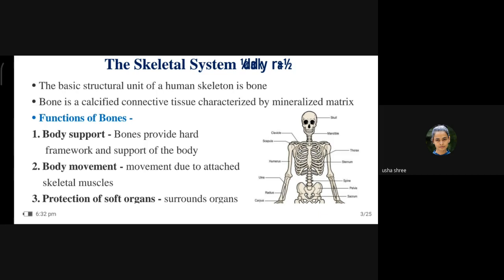If we have not studied earlier what tissues are, what their types are, how they are made, and what they contain, then it will be difficult to understand the skeletal system. We have already studied that bones are connective tissue, and what are they made up of? Calcium and different minerals. So bone is a calcified connective tissue, meaning bones mainly contain calcium, and is characterized by a mineralized matrix. Bone matrix.